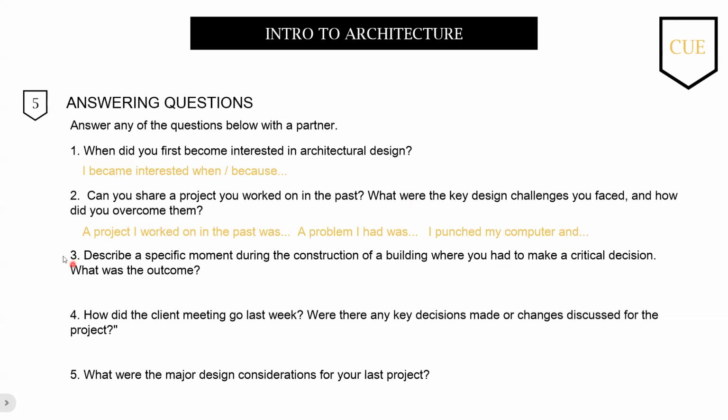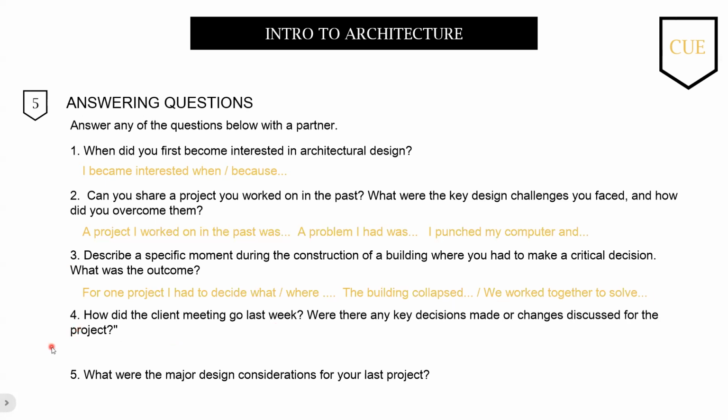Okay. Number 3, describe a specific moment. Oh, we already read the question. Let's look at our prompts. For one project, I had to decide what, or I had to decide where, I put something. What was the outcome? The building collapsed. I'm joking. That's a joke, but that's past tense. Or we worked together to solve something.